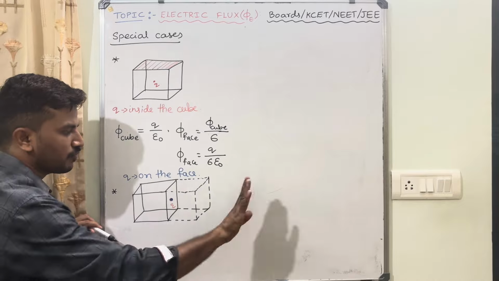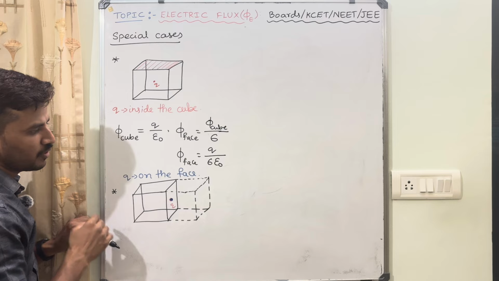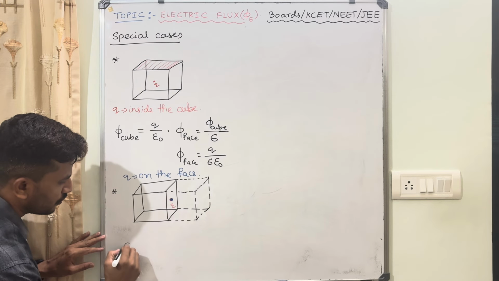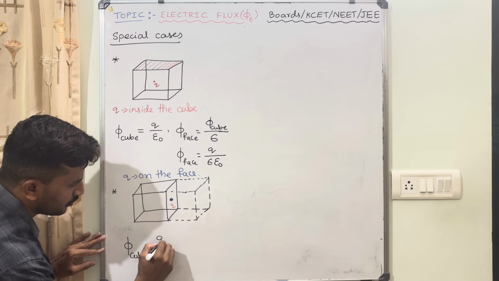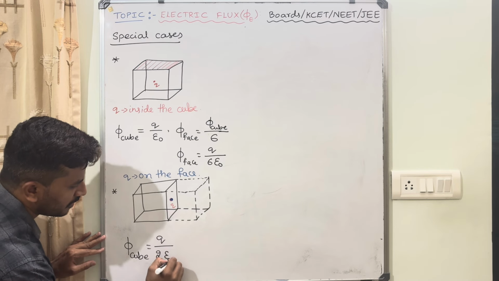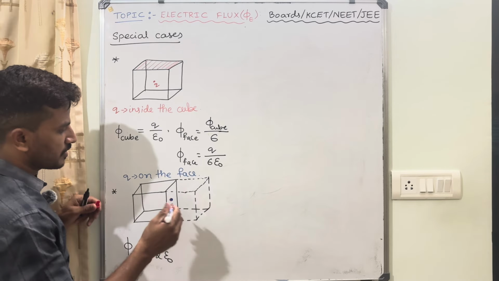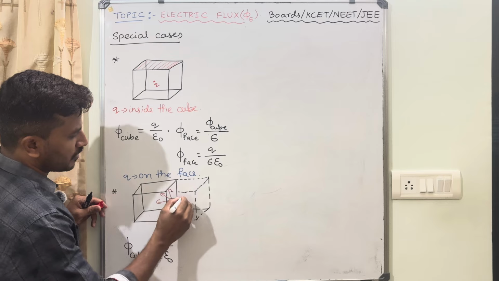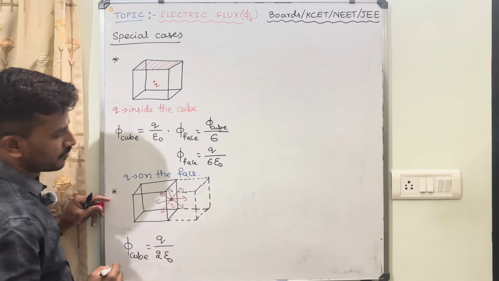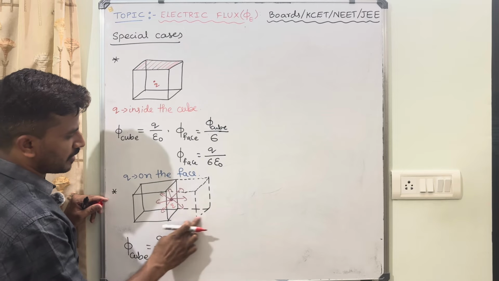So half of the flux is entering this cube and half of the flux is entering this cube. Therefore, the flux through the cube is equal to q by 2 epsilon naught. Equally it is divided. Yes or no? Half of the flux is entering this cube, half of the flux is entering the other cube. Now what is it? Q by 2 epsilon naught.